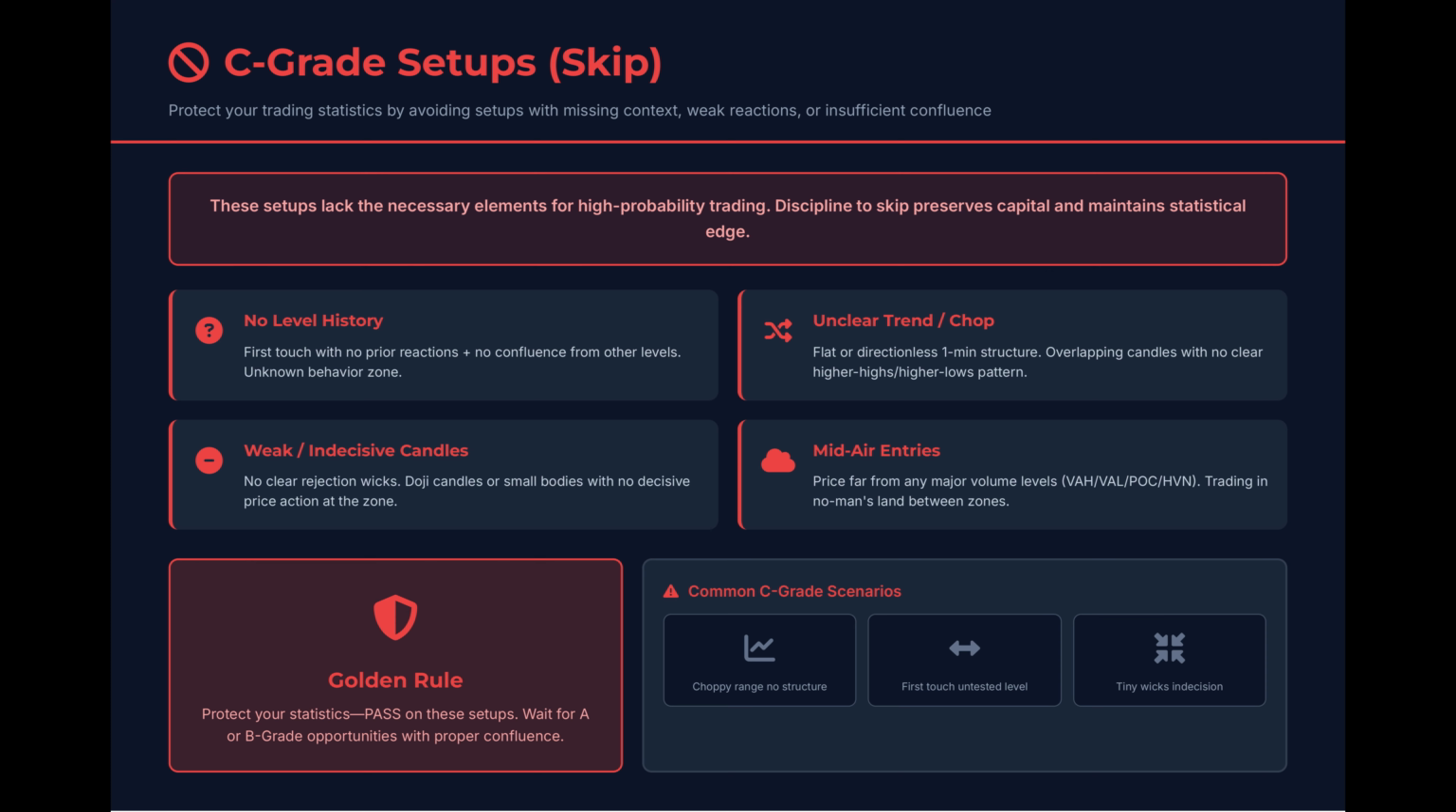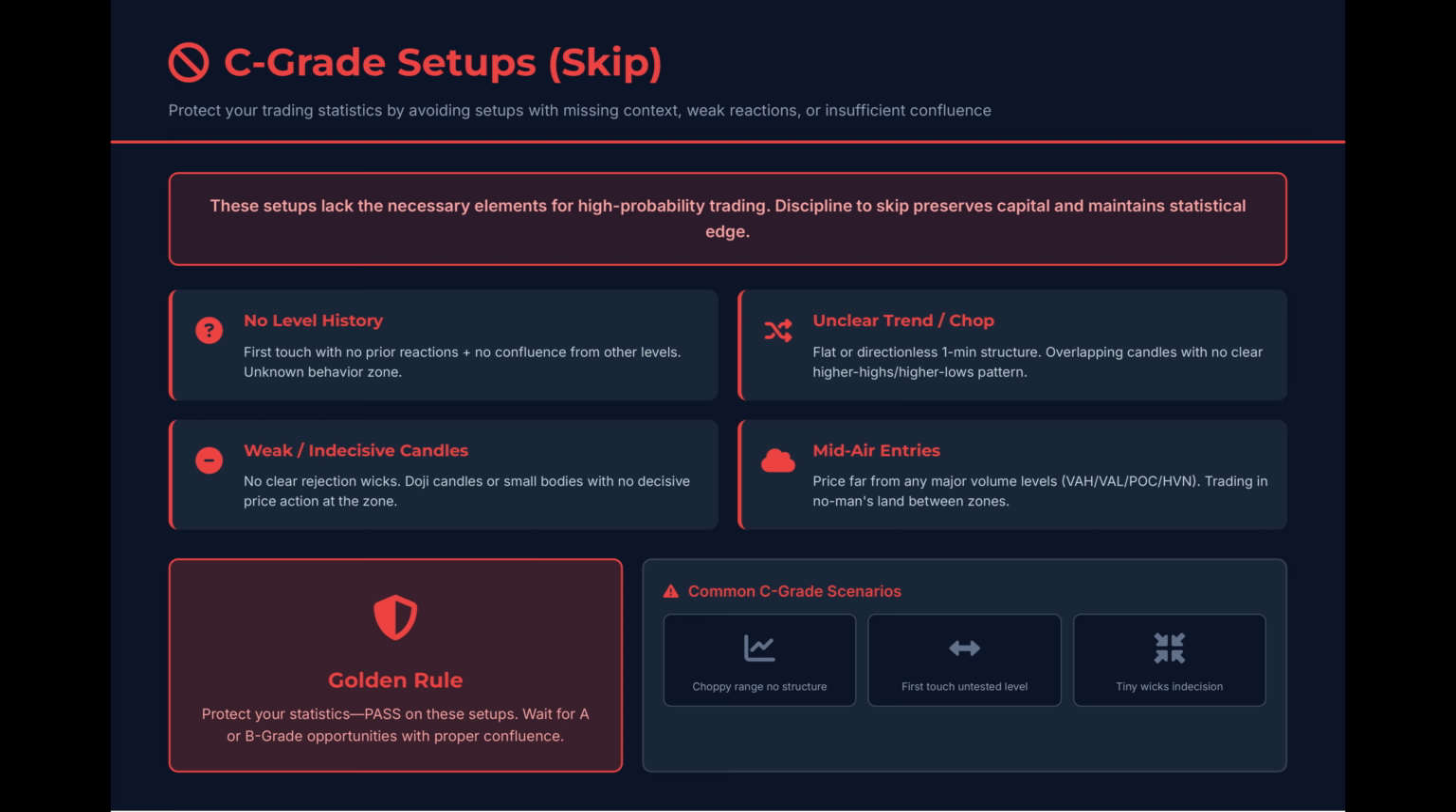Factor 2. 1-minute trend. Your chart shows overlapping candles from 3 a.m. to 4 a.m. No clear higher highs, no clear lower lows. Choppy. Strike 2. Factor 3. Rejection candle. Price touches 6525 and prints a small inside bar with equal wicks. No rejection. Strike 3. This is a C-grade setup. You do nothing. You mark the level on your chart for future reference, but you do not enter a trade. 30 minutes later, price whipsaws around that level, hitting would-be stop losses in both directions before finally drifting lower. You protected your capital by recognizing this was not a trade.